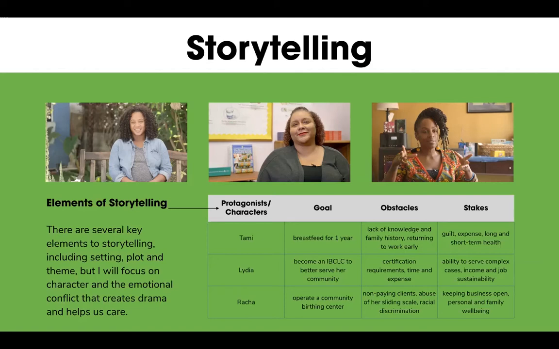The third character in the film is Rasha, a third-generation home birth midwife. Rasha's goal is to operate a community birthing center. And the obstacles to her goal are non-paying clients, abuse of the sliding scale that she created for low-income clients, and also racial discrimination, both within the community and also within the community of midwives. And the stakes for Rasha, if she's not able to achieve her goal, are inability to keep her business open and also her personal and family well-being.